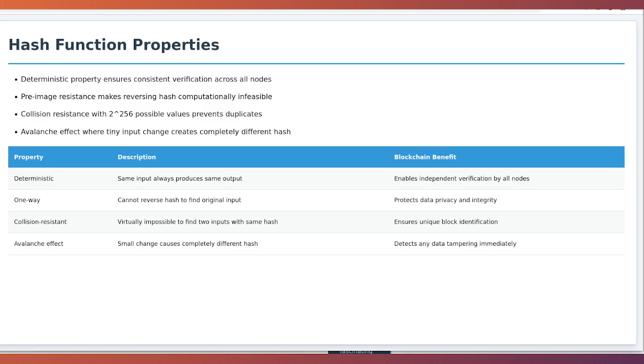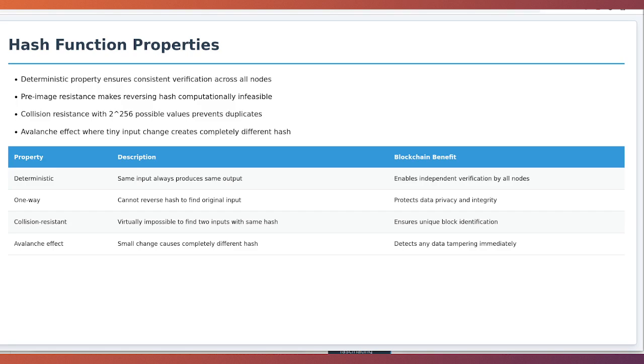The one-way property, also called pre-image resistance, means it's computationally infeasible to determine what input created a given hash. If I give you a hash, you cannot work backwards to figure out what the original message was. The collision resistance property means it's virtually impossible to find two different inputs that produce the same hash output.